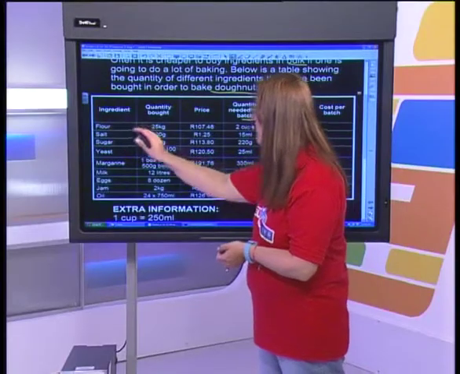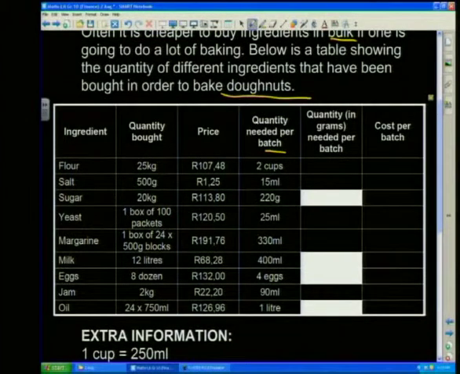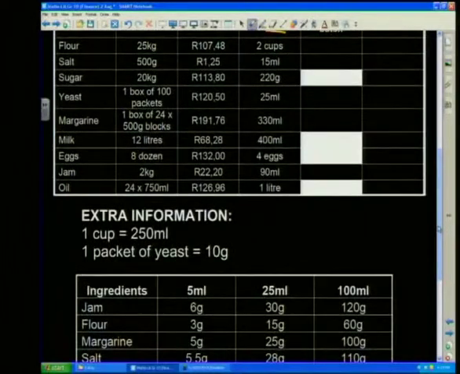So, okay, for our flour, we had 25 kilograms bought. We paid 107 Rand 48. We only need 2 cups. Quantity in grams needed per batch and the cost per batch. So we're going to probably have to do some of those calculations. Then we get some extra information: 1 cup is equal to 250 mils, and 1 packet of yeast is 10 grams.